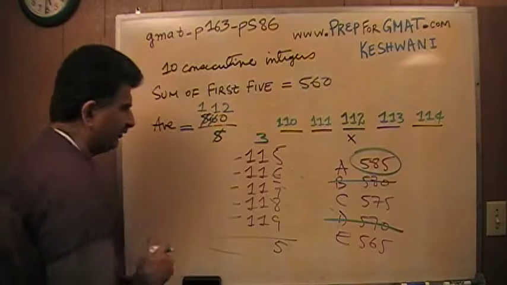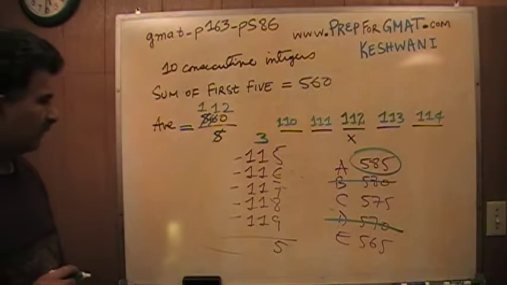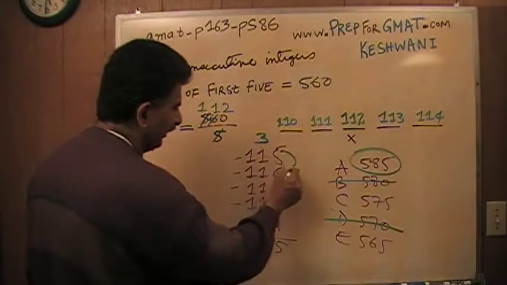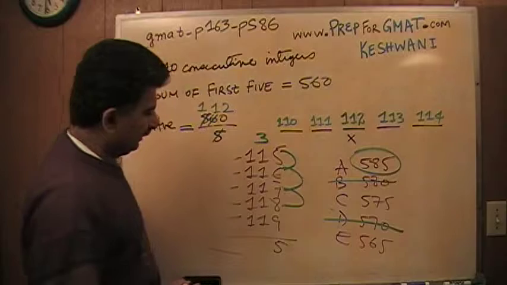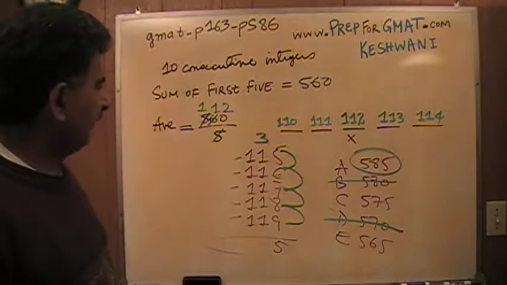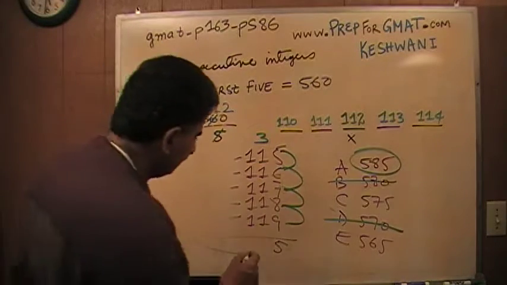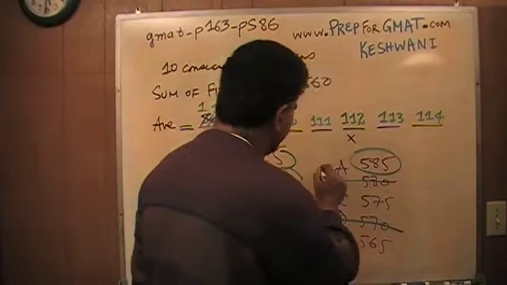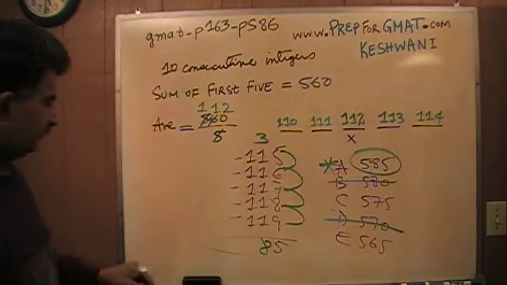You see, once you start thinking a certain way, you should not change your process in the middle of the whole problem, which is why I got stuck here. So you got 11, 11 plus 7 is 18, 18 plus 8 should be 26, and 26 plus 9 should be 35. You got a 5 and a 3 here, and that gives you 85. There you go, that's your answer. That's how simple it is.